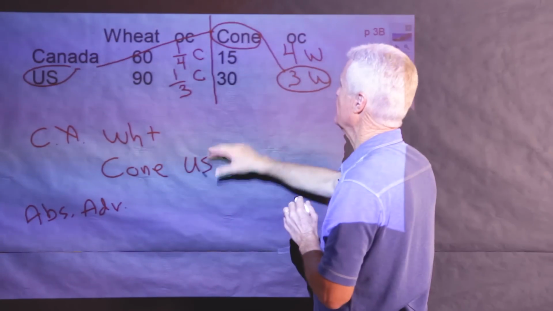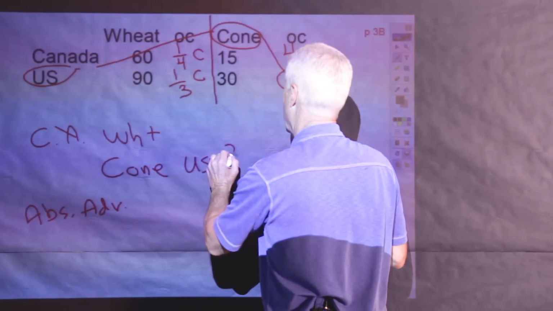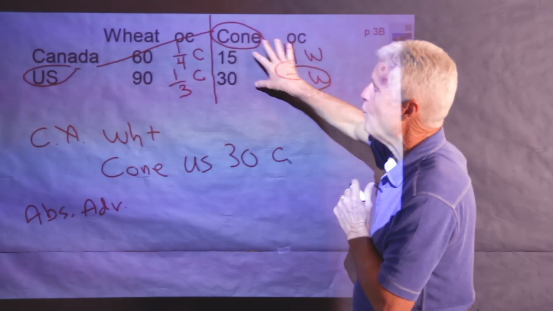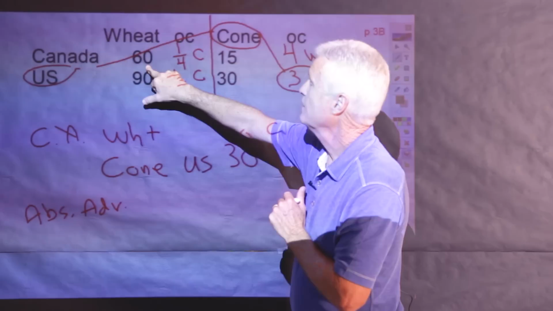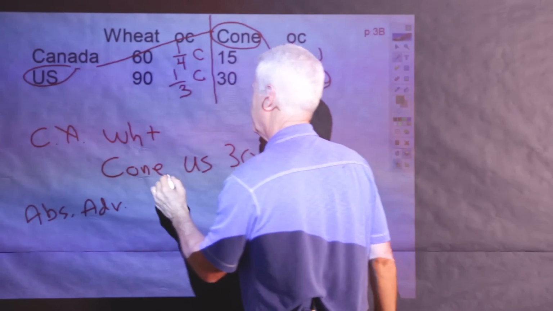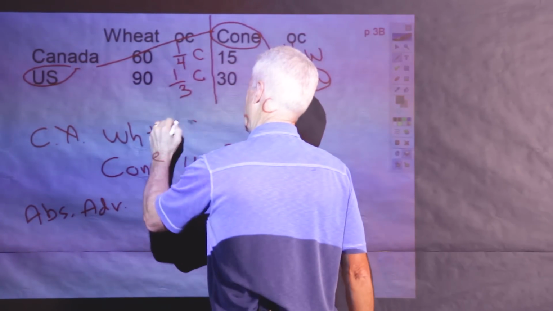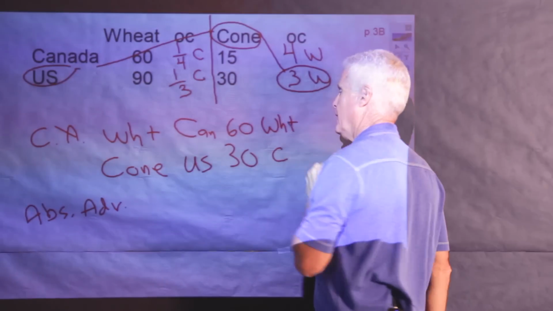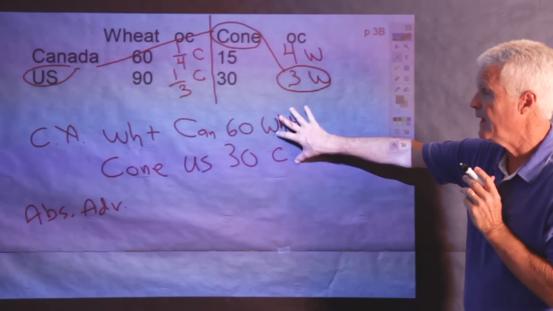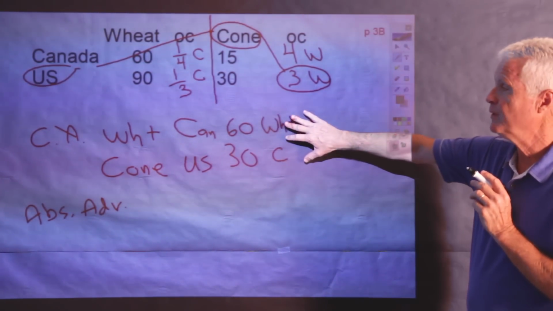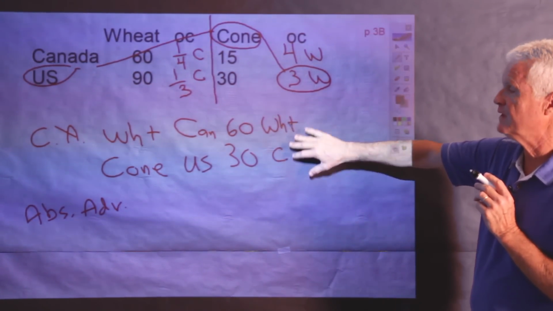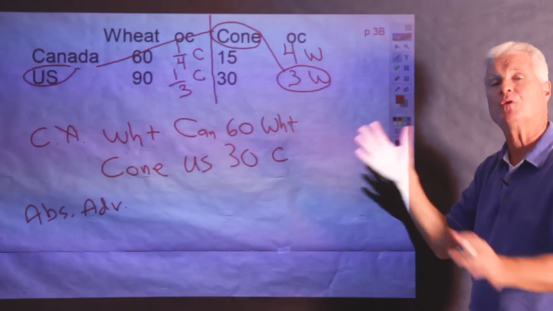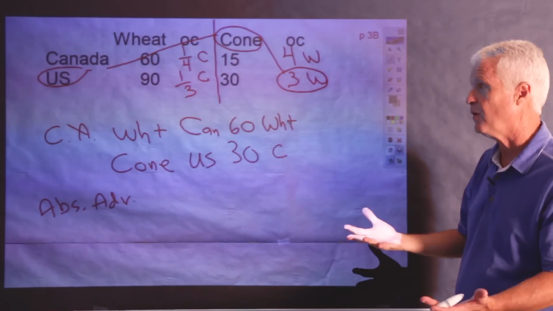That's the U.S. And so the U.S. is going to produce 30 corn. Well, if the U.S. is producing corn, that means Canada is going to produce wheat. So Canada is going to produce 60 wheat. Okay? So Canada will specialize in wheat, produce 60. U.S. will specialize in corn, produce 30. And they'll trade with each other, and they'll both be better off.